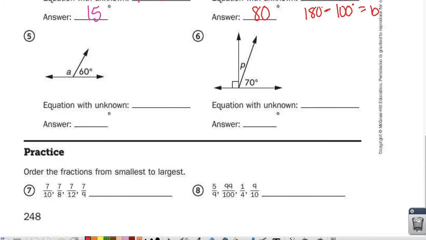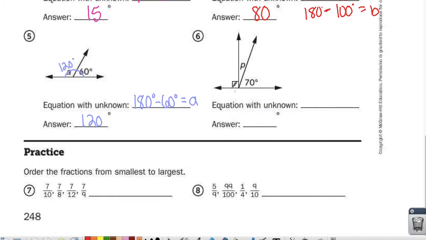Number 5, another set of supplementary angles, they add up to 180 degrees. So 180 degrees, the measure of this whole thing, minus the part I know, 60 degrees, will give me the part that's left, letter A. When I do that subtraction problem, I'm left with 120 degrees for the measure of angle A.